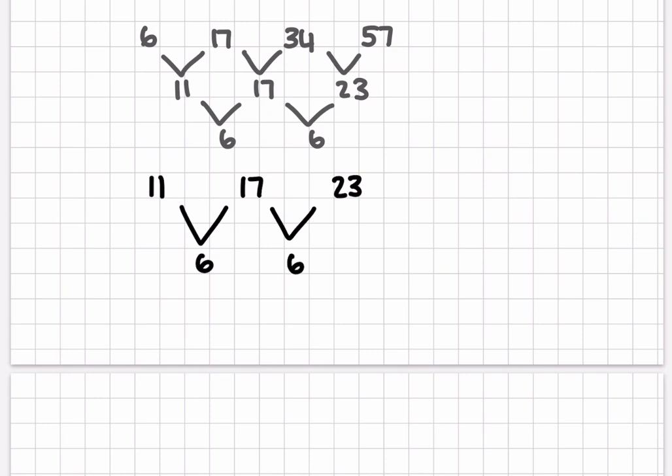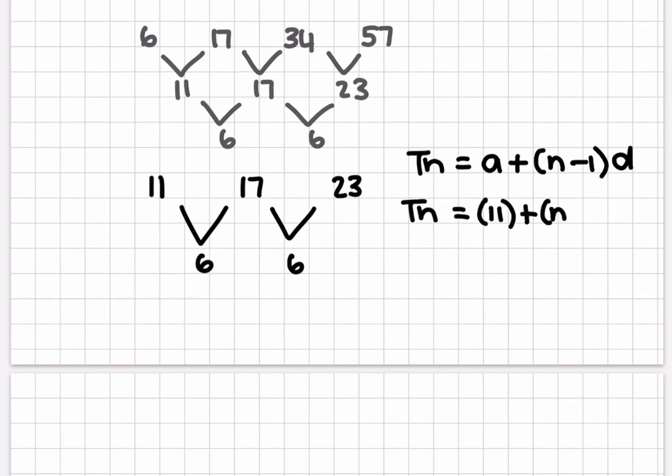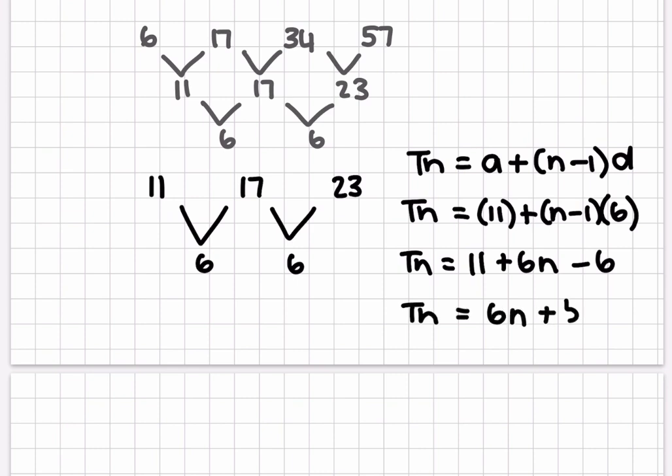First things first, we need to find the formula of the general term. We know that Tn is equal to a plus n minus 1 d. Tn is equal to, remember, a is our first term. So a is 11 plus n minus 1. Our difference is 6. Then we're going to simplify this. Tn is equal to 11 plus 6n minus 6. Tn is equal to 6n plus 5.